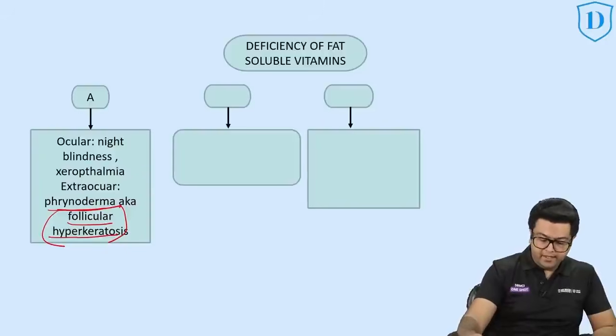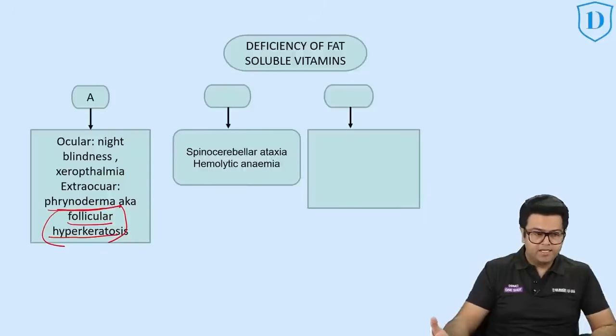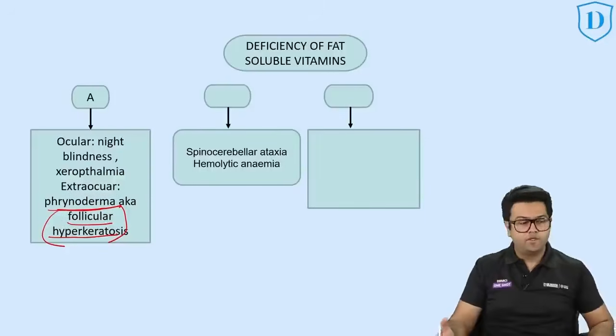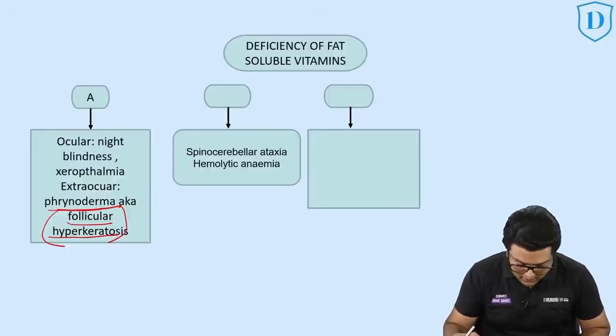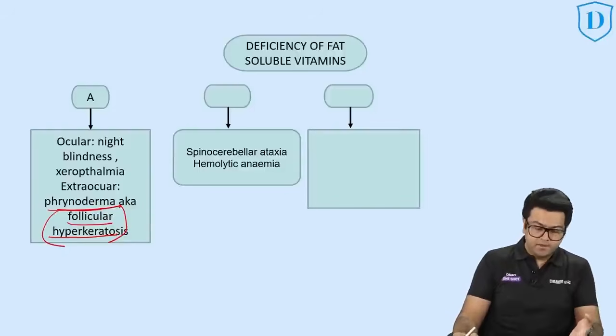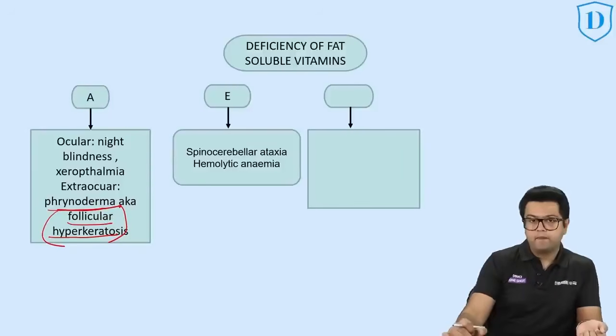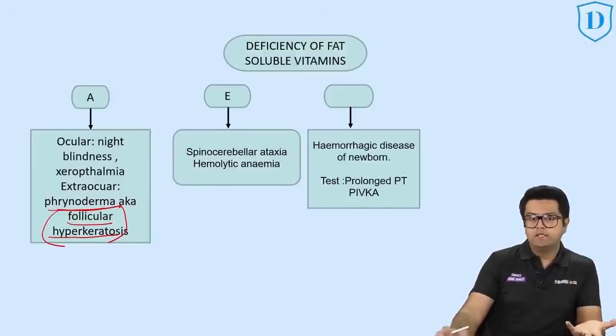And now guys, which vitamin deficiency causes spinocerebellar ataxia and hemolytic anemia? So vitamin E is the answer. Yes, toad skin, very good, toad skin is the correct one for vitamin A. So guys, which vitamin deficiency now causes this? That is vitamin E. Correct guys, vitamin E. Now, hemorrhagic disease of the newborn, again very simple, that is caused by the deficiency of vitamin K.